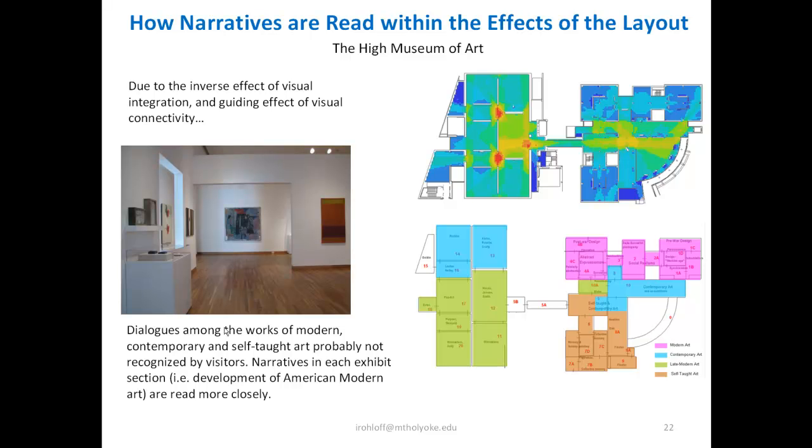In a similar way, due to the inverse effect of visual integration on movement and exhibit viewing, and the guiding effect of visual connectivity, the dialogues among the works of modern, contemporary, and self-taught art, which are at this longitudinal central place, are not visitors' greatest attention. On the other hand, narratives in each section, for example, the development of American modern art in the most isolated part of the layout, are more the center of attention for visitors. In fact, that's where visitors pay greater focus on seeing and reading exhibits.